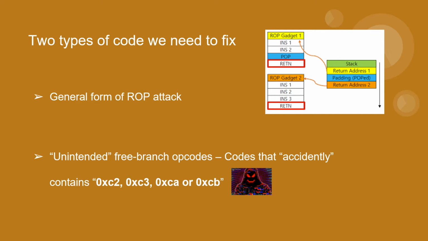Second, in ROP gadgets, except for code that explicitly has return or jump at the end, there are also unintended free branch opcodes. They are code that do not return or call in their original intention, but accidentally contain bytes like 0xC2, C3, CA, or CB in their instruction that can be interpreted as a return.